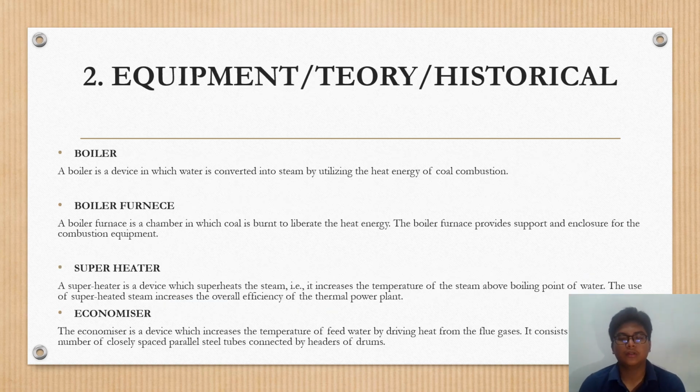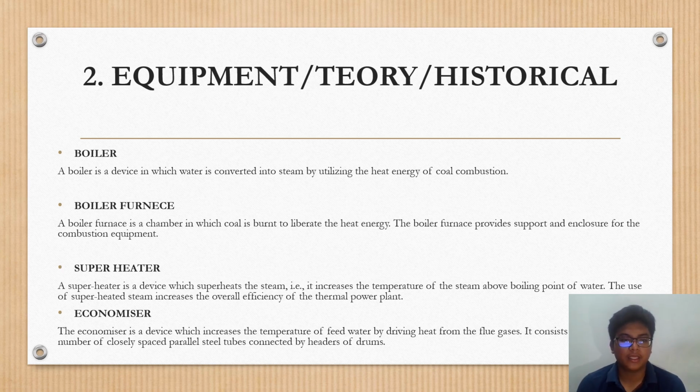The equipment of the steam power plant: the first is the boiler. A boiler is a device in which water is converted into steam by utilizing the heat energy of coal combustion. The second is the boiler furnace. A boiler furnace is a chamber in which coal is burned to liberate the heat energy. The boiler furnace provides support and enclosure for the combustion equipment.